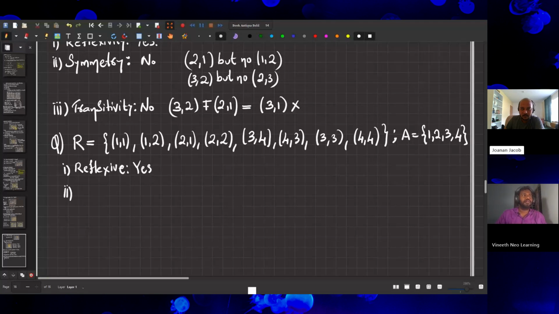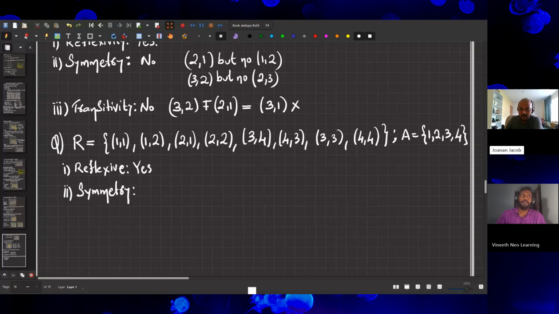Reflexive. Then let's check symmetry. (1,2), (2,1) is present. (3,4), (4,3) is present. We should check the off-diagonal elements and whether the diagonally opposite pair is also present. There is no (1,3). (1,3) would need to be present if (3,1) were present.